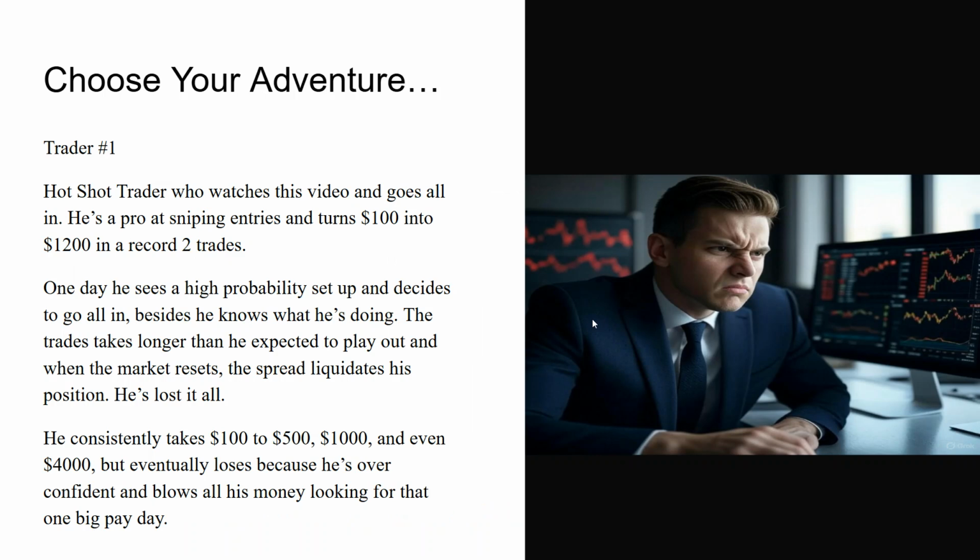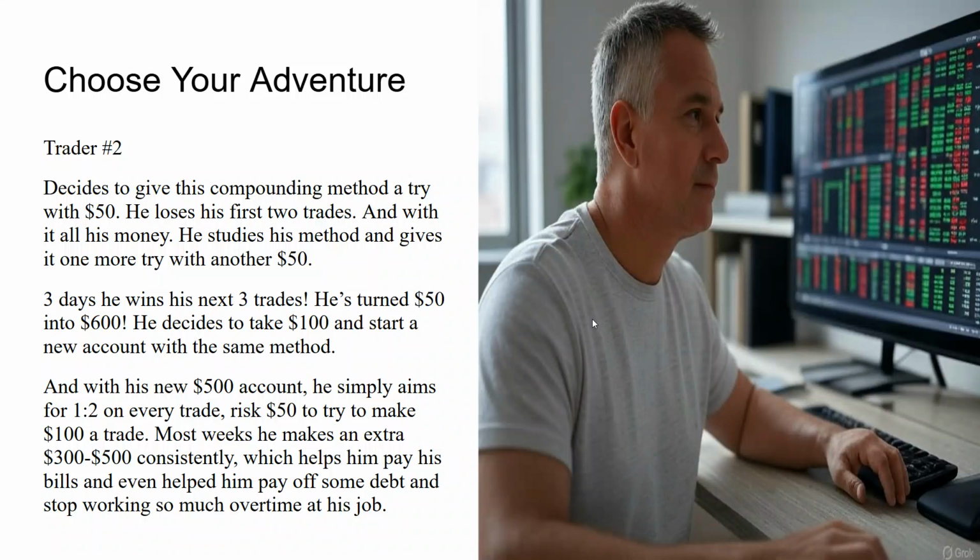All right, but you can also choose to be trader number 2. What's trader number 2's deal? Trader number 2 is the guy that decides to give compounding a shot, but he starts small. He's new to this trading thing. He loses his first 2 trades, so he's out. He takes a break. He studies a little bit, and then he tries to give it another try with $50.